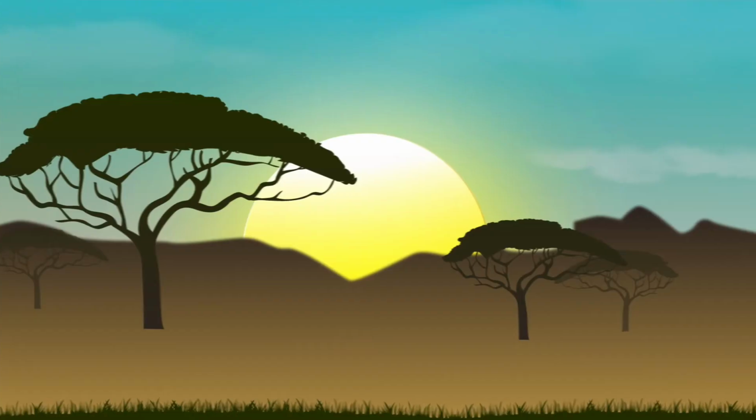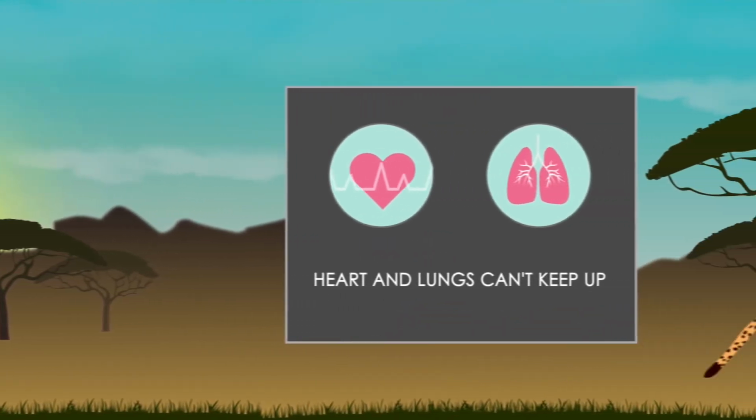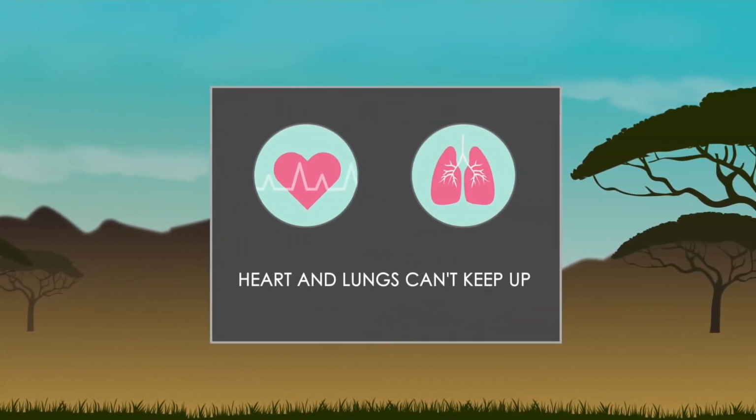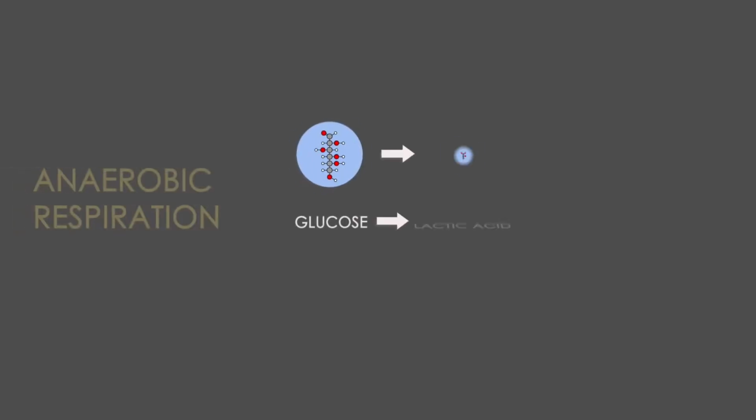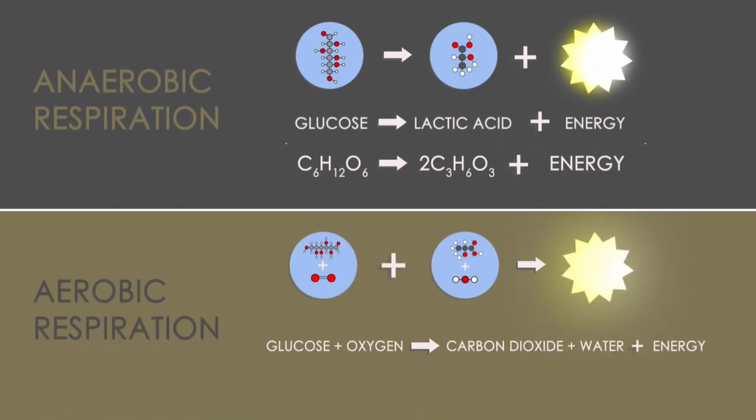Starting with animals. A cheetah sprinting to catch some prey cannot take in enough air and blood around the body fast enough for aerobic respiration. The heart and lungs can't keep up, so anaerobic respiration is carried out instead. Here is the generalized equation for anaerobic respiration. See how it differs from aerobic respiration.